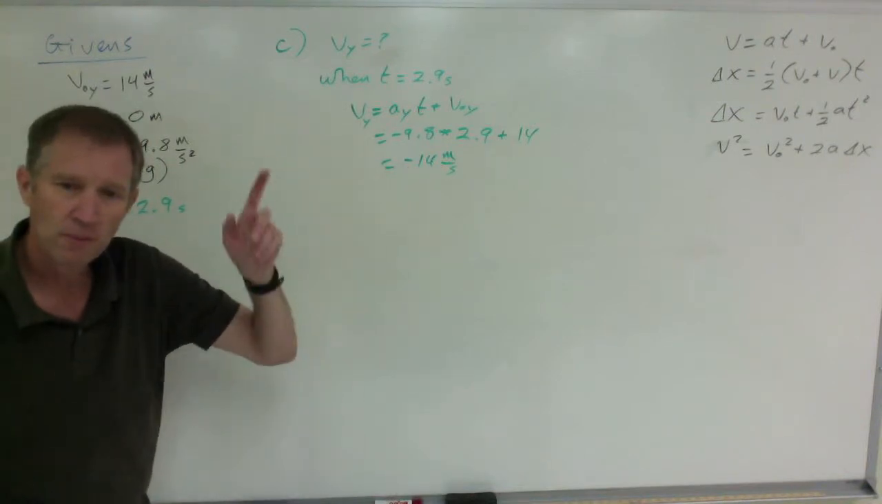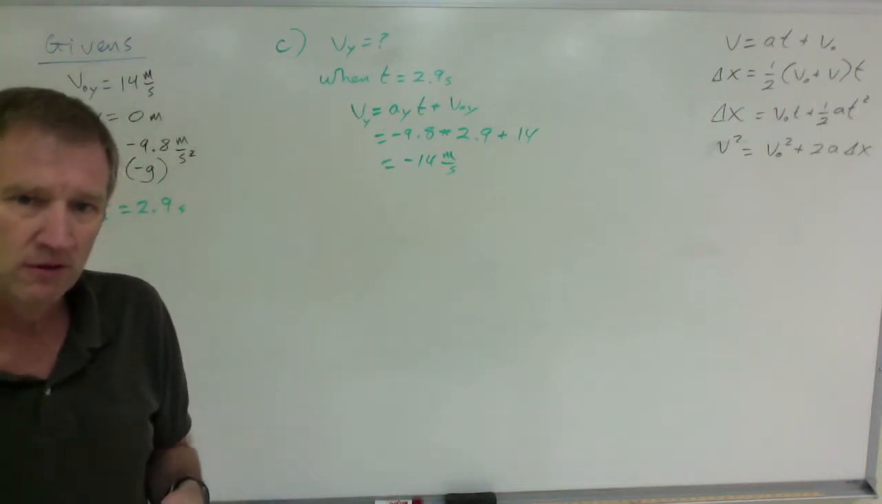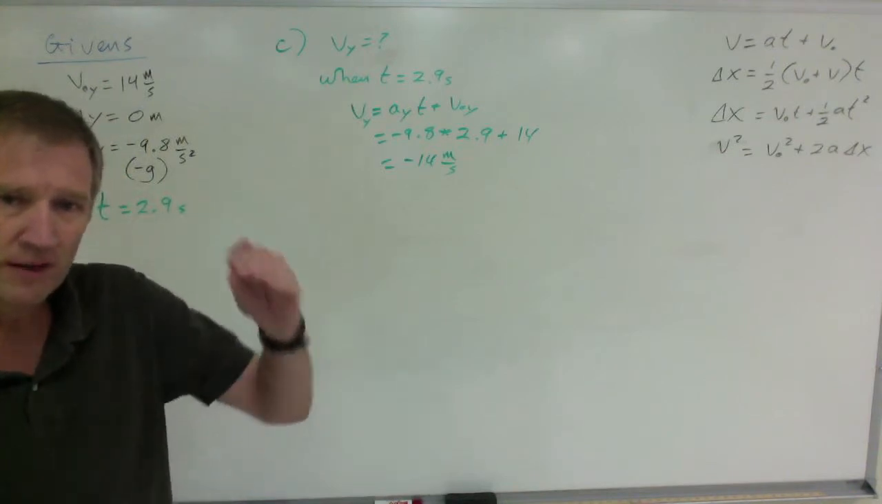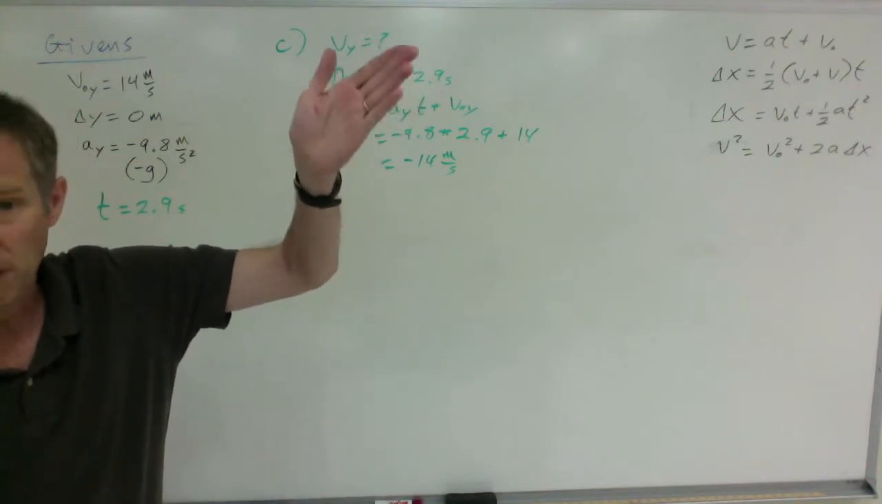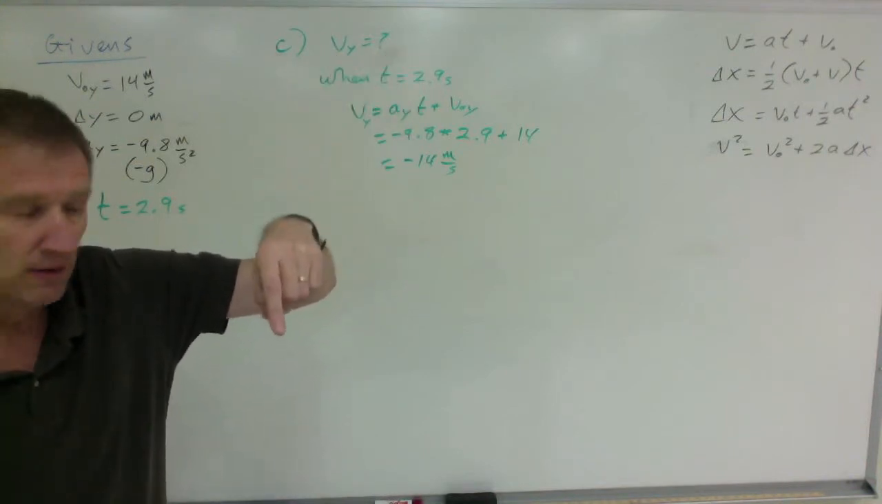As I said, the trip up and the trip down are mirror images of each other. So it has to be the same speed to be the mirror image. It will always have the same speed at the same position. If it's going up, it'll be positive velocity. If it's going down, it'll be negative velocity.